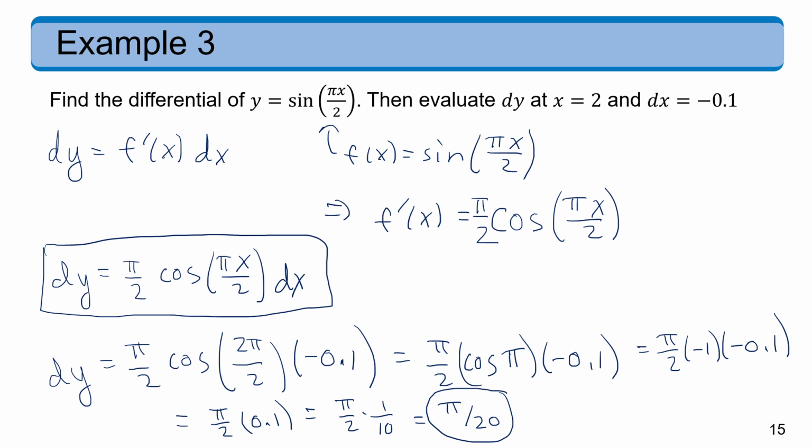So actually working with the formulas here is pretty simple, right? The formula for dy, you just have to know what your f of x is and calculate its derivative and just substitute that in. And then you can be asked to do various things with that formula. So in this case, they just gave us the values to plug in for x and dx, and then we simplified and got our final answer to be this number, pi over 20.